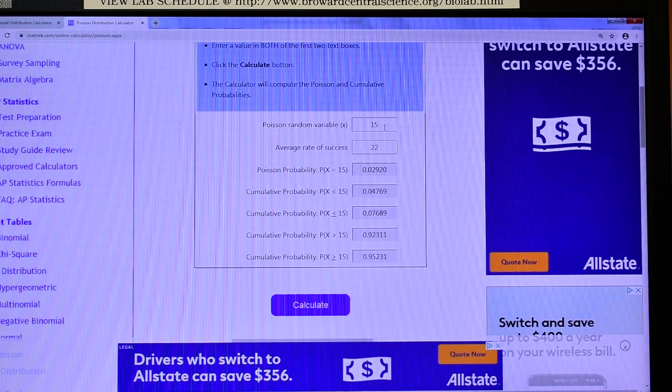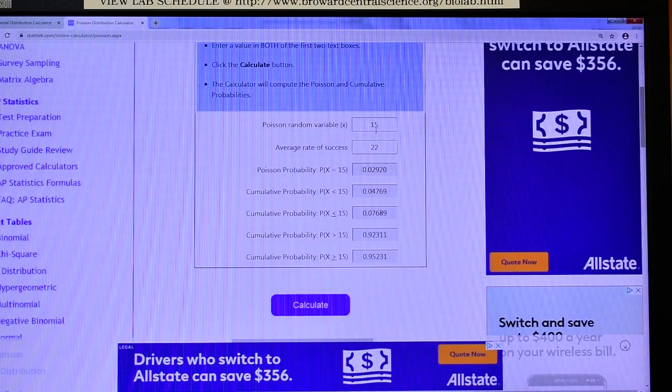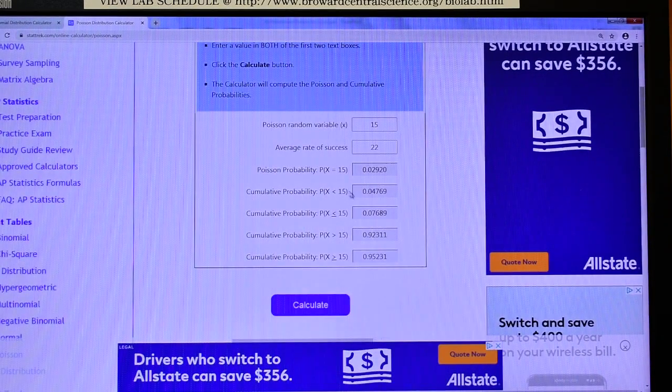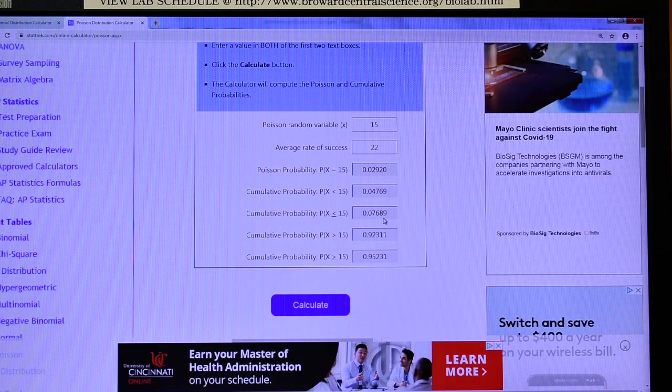But this is a low number, so if we were interested in how likely it is to get 15 or fewer, then we're going to need this value. Probabilities of X, meaning scores that are less than or equal to 15, that's about 8%. So even if you're just looking at the lower end of the distribution, it's unlikely to see 15, but it's not that unlikely.